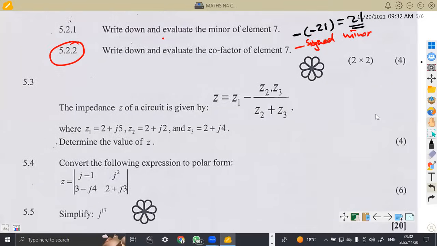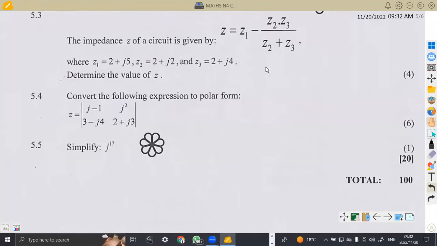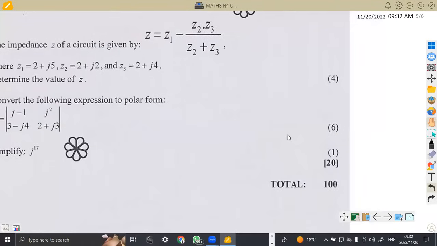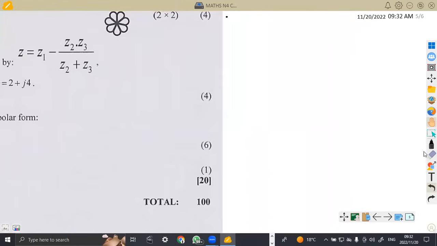Okay, 5.3, the impedance Z of a circuit is given by this expression, where Z1 is equal to this, Z2, Z3. Determine the value of Z. So that was simply a mere substitution that was supposed to take place for Z. Let me write this, 5.3. So Z is equivalent to Z1 minus Z2 times Z3 over Z2 plus Z3.